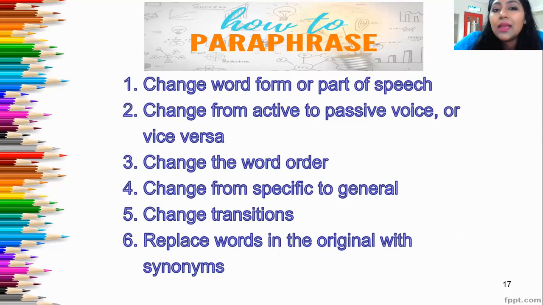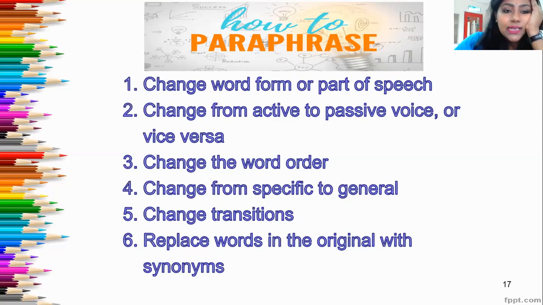By the way, there are a few ways. Number one, you can change the word form or part of speech. For an example, beautiful, you can change it to beautifully. That means you are changing the parts of speech, for example from an adjective to an adverb, or from a noun to another form. Like for an example, intelligent, you change it to intelligence. So that is definitely one of the ways you could paraphrase.